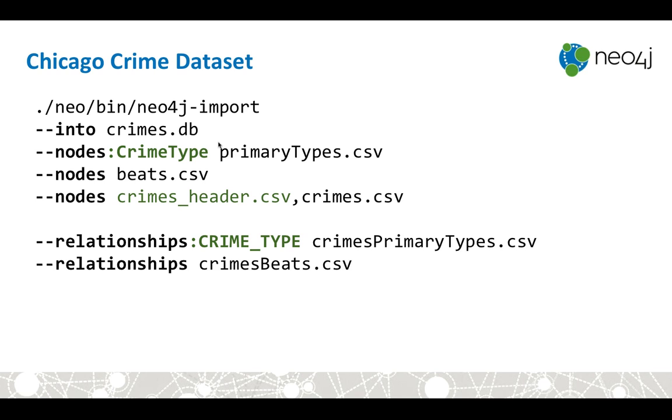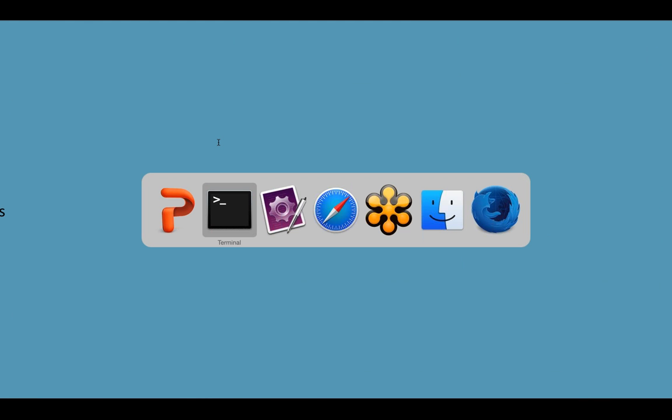And then for the import tool, I just say, this is my import. I want to import into this directory. Here are my nodes for primary types. I can provide a label at the command line, the colon primary type. If I don't provide it on the command line, it makes sense to provide labels in the CSV file. I can also split out the header, like the crimes header as a separate single row file. And for relationships, I can again provide the crime type as the relationship type on the command line. And I can also provide it within the file.